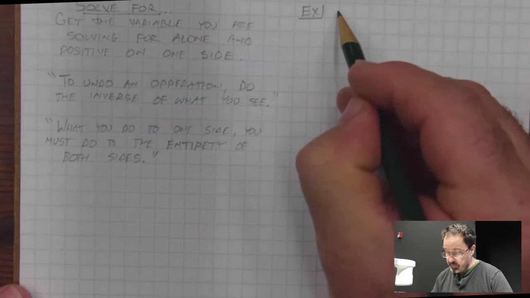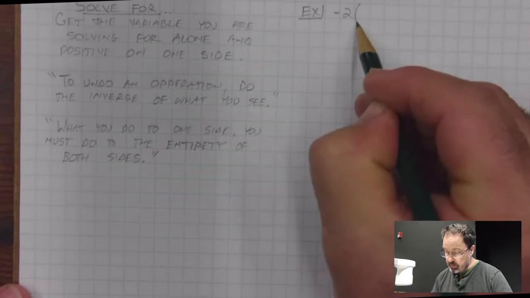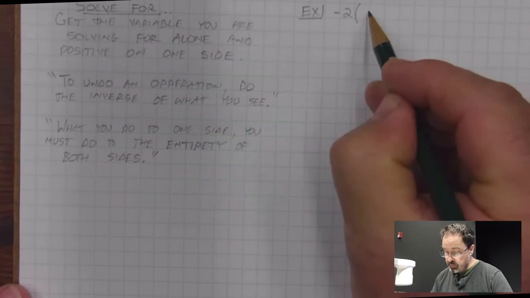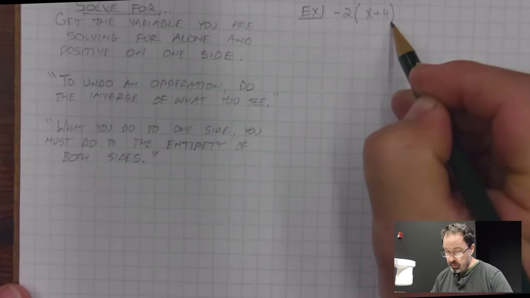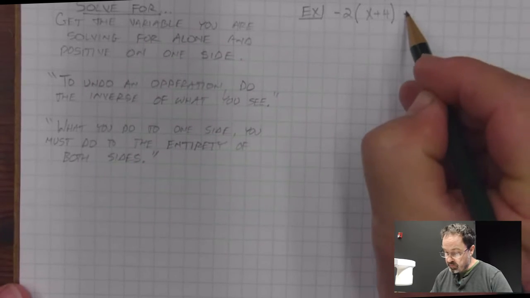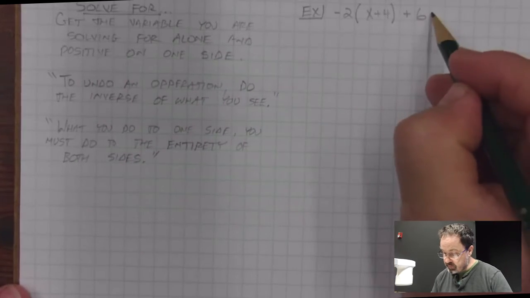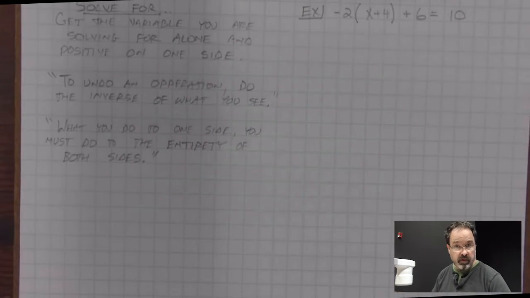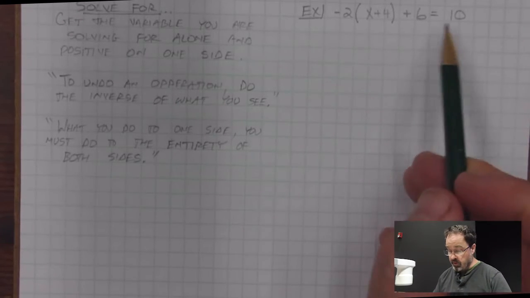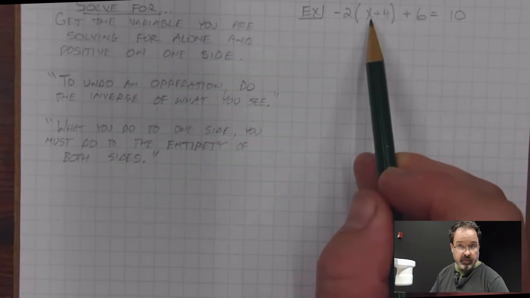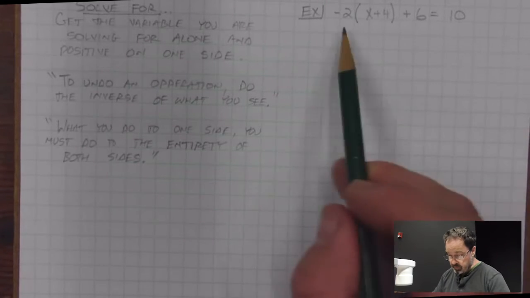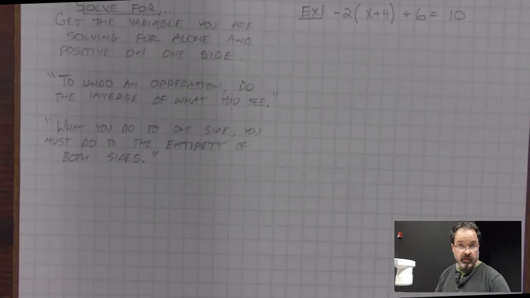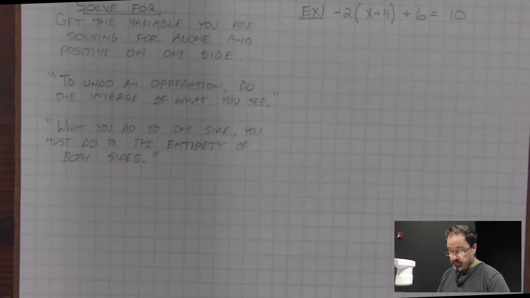Let's see an example of a problem that we could start with. -2 times (x plus 4), the x plus 4 is in parentheses. We're also adding a 6 is equal to 10. This is an equation because there's an equal sign involved that relates two sides, two quantities. We have a single variable x in this equation. Something typical given this math would be the instruction solve for x.